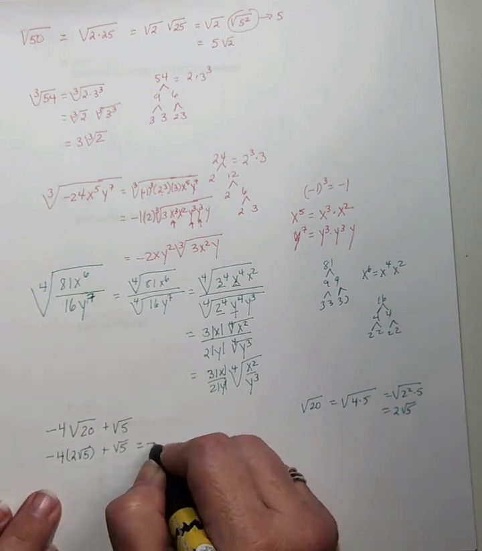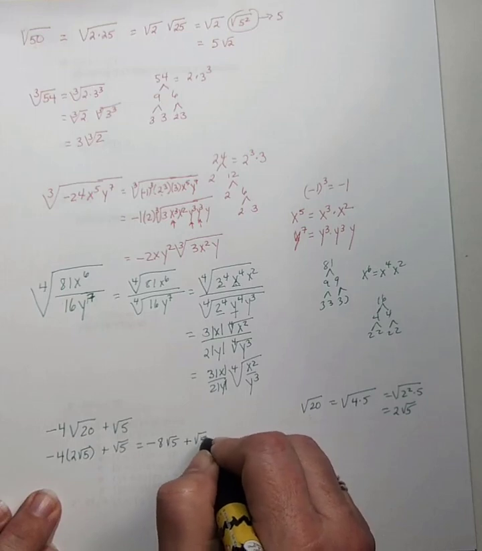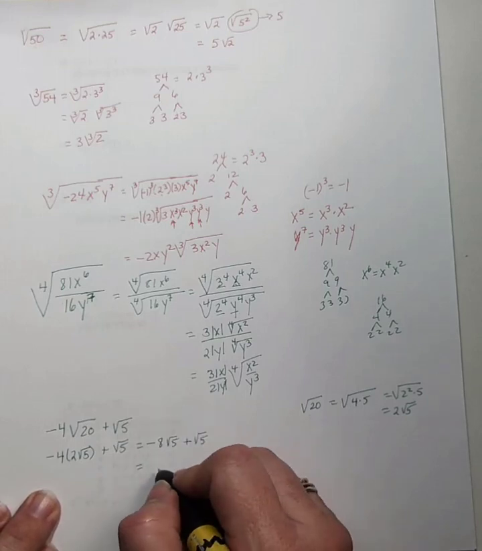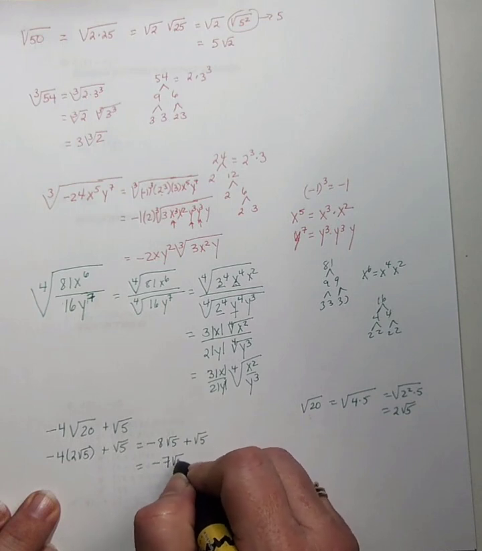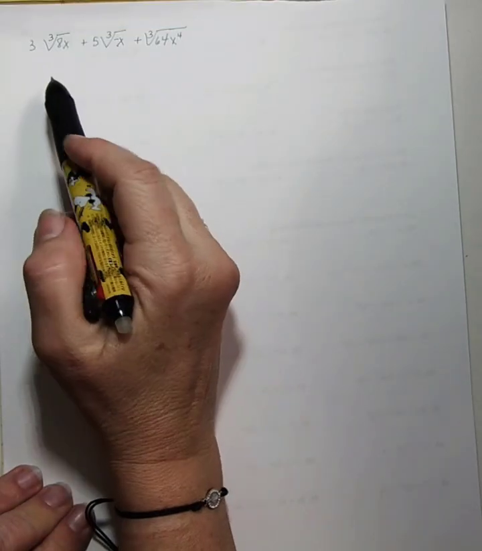When I do that, I'd have -8 times the square root of 5 plus the square root of 5. -8 square roots of 5 plus 1 square root of 5 would give me -7 square root of 5. That's combining like radicals. So let's look at this example.